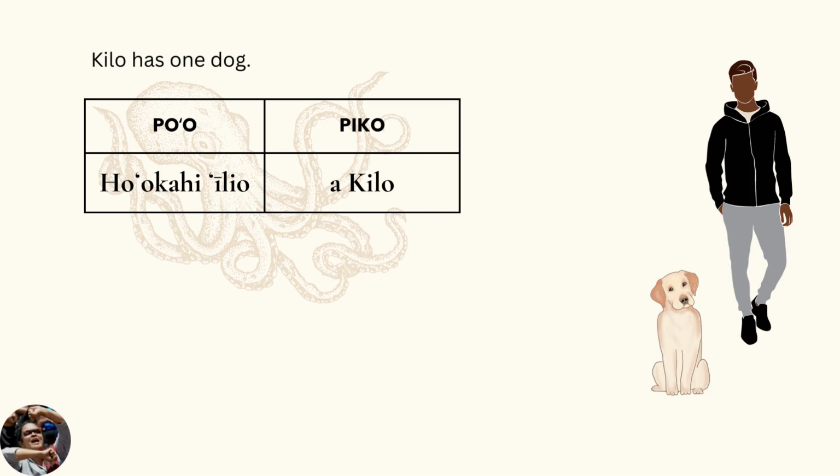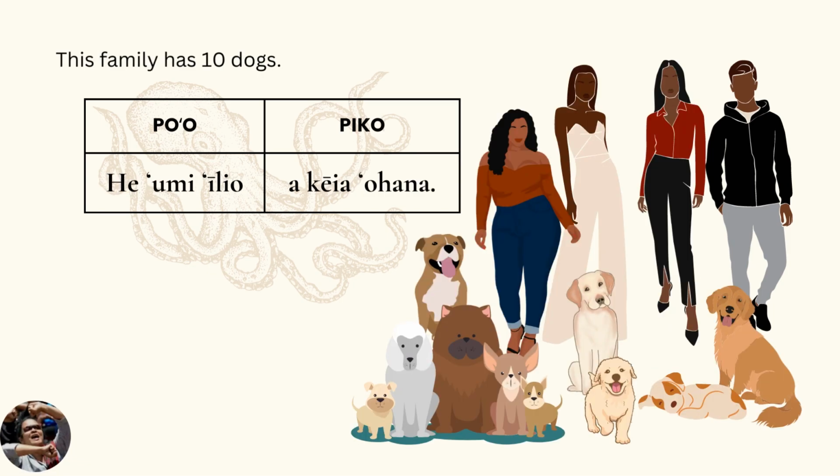Now, if the number is 10 and above, as in this family has 10 dogs, we add the word he to the po'o to mark any number 10 and above. This family has 10 dogs. He umi I lio a keia ohana.